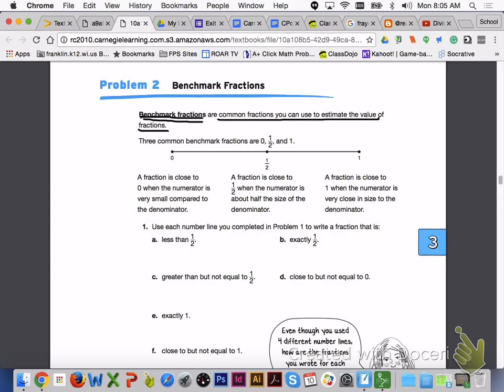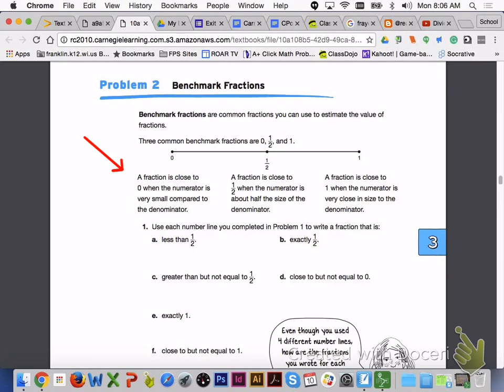Turn to page 143, problem 2, benchmark fractions. Benchmark fractions are common fractions you can use to estimate the value of fractions. 3 common benchmark fractions are 0, 1/2, and 1.